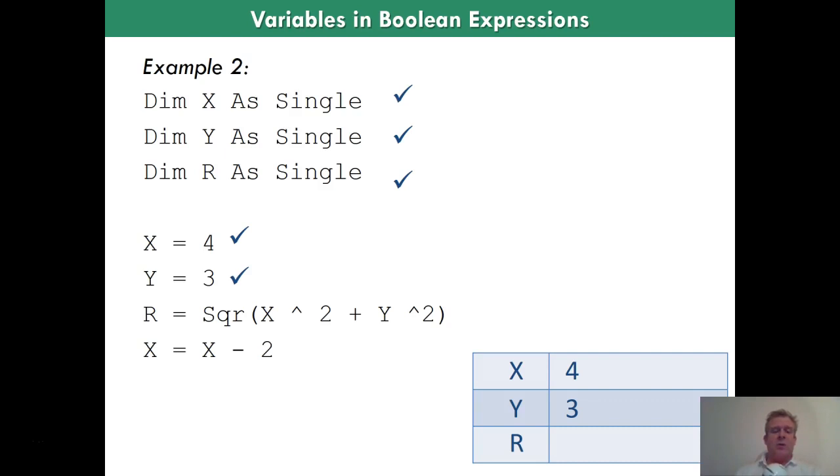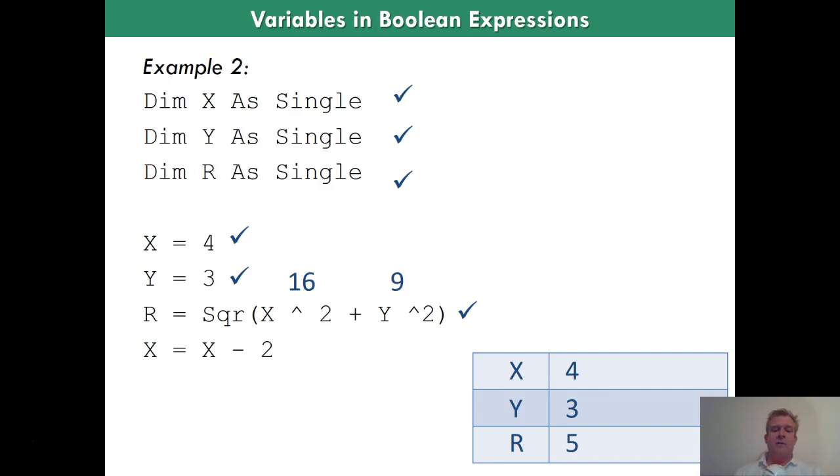And now we have to perform a little bit of math. To r, we will assign the square root of x squared plus y squared. And if you know your squares and square roots, you'll recognize that x is 4, so 4 squared is 16, 3 squared is 9, 16 plus 9 is 25, the square root of 25 happens to be 5. So to r, we assign 5.